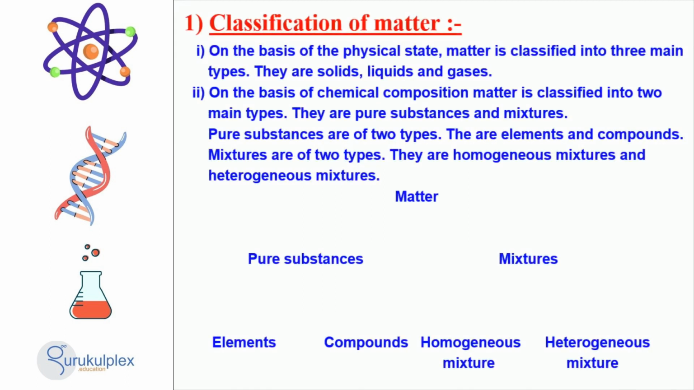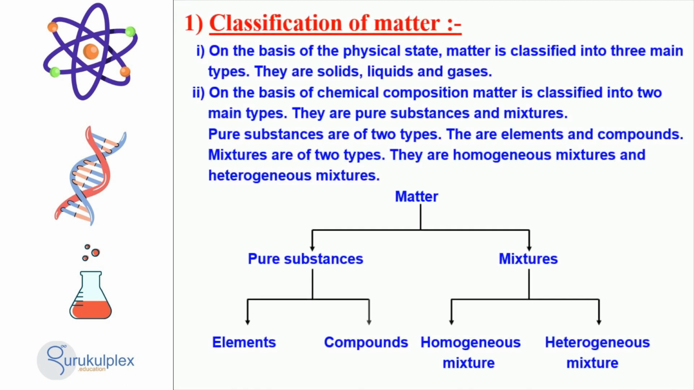We can observe the two main types of matter in this slide. Pure substances and mixtures. Pure substances are further divided into elements and compounds. Homogeneous and heterogeneous mixtures are the two forms of mixtures. Acquiring knowledge of the differences between pure substances and mixtures is imperative.